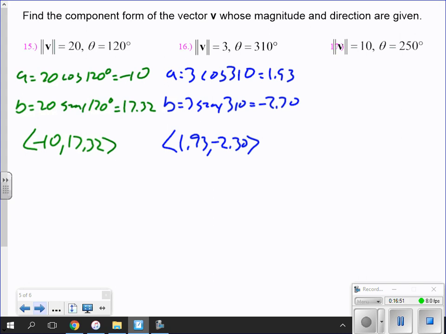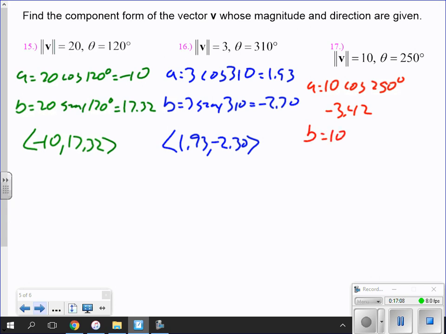And then the last one, and I'm sorry that's a little overlapped on there. Here, I'll move that, make it a little prettier. So A is 10 cosine 250 degrees, which is negative 3.42. And B is 10 times the sine of 250 degrees, which is negative 9.40. So I have the vector negative 3.42, negative 9.40. That's excellent.